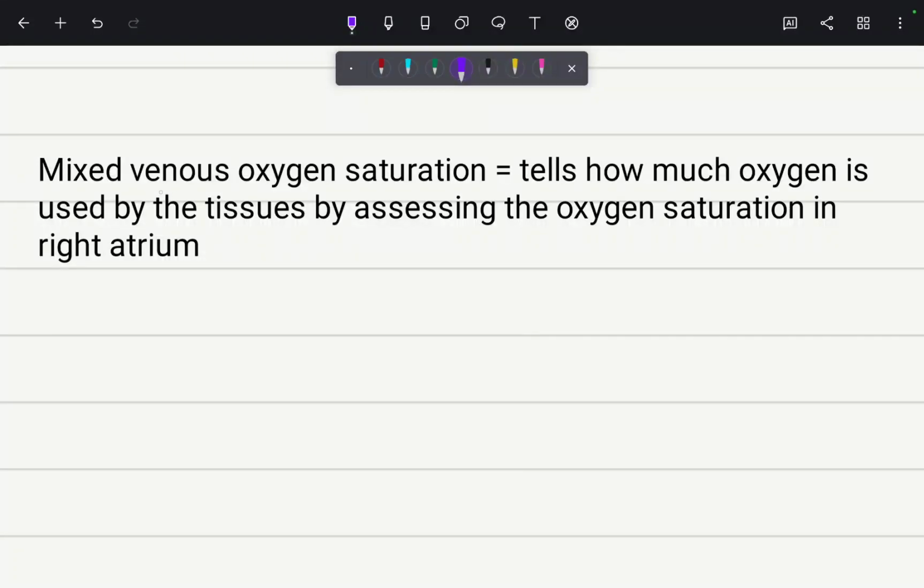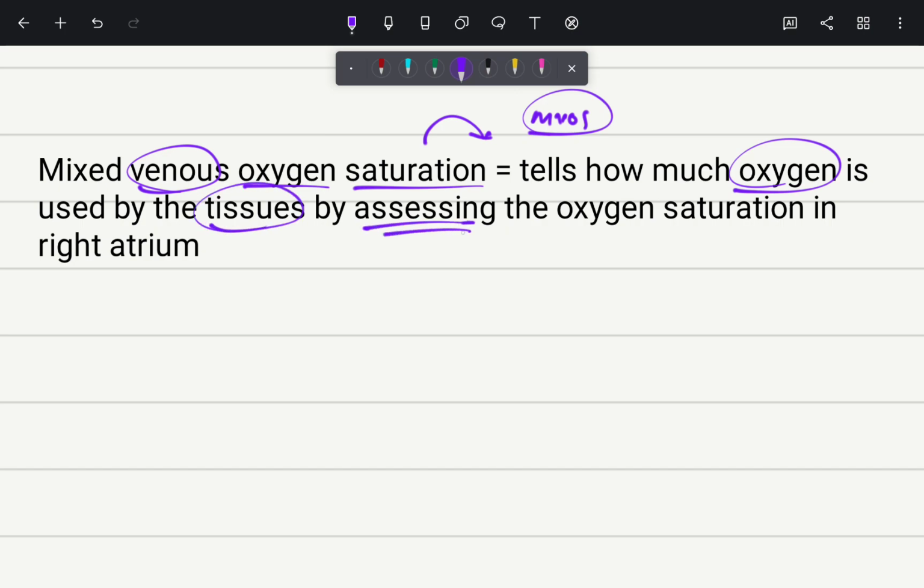Science. So today we are going to talk about mixed venous oxygen saturation. The definition of mixed venous oxygen saturation is that it tells how much oxygen is utilized by the peripheral tissues by assessing the oxygen saturation in the right atrium. In order to understand this, we have to understand what is meant by oxygen saturation.